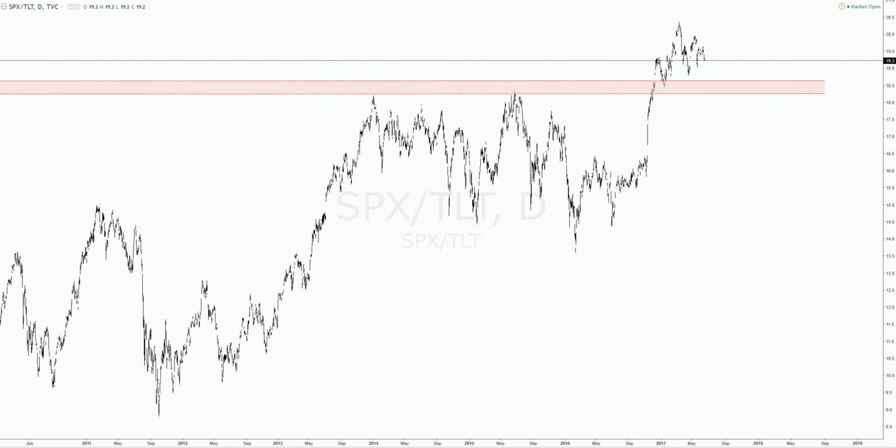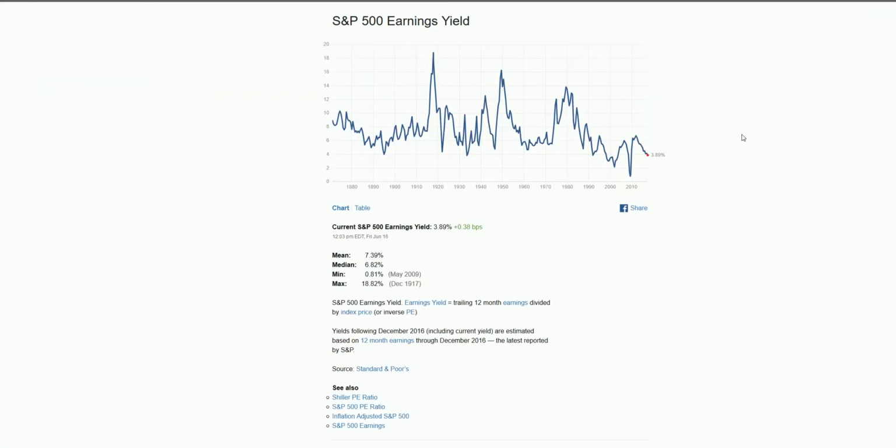Okay. Taking a look at bonds versus the S&P. The S&P has been outperforming bonds as it should, but as you can see now, it has kind of like this head and shoulders thing going. It is starting to underperform bonds, which is interesting, considering we're raising rates and we're going to have all this inflation.